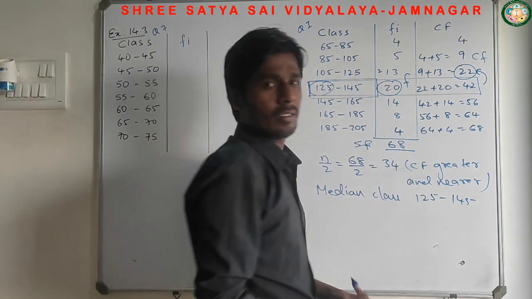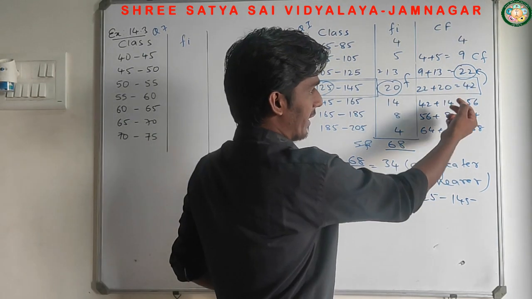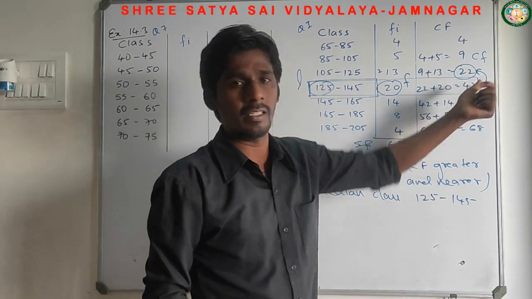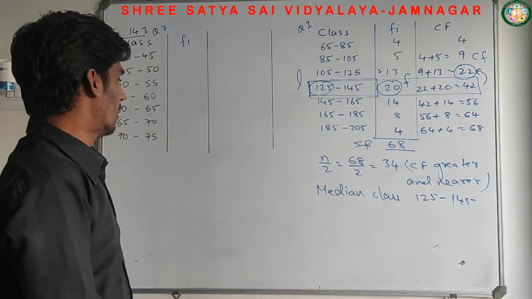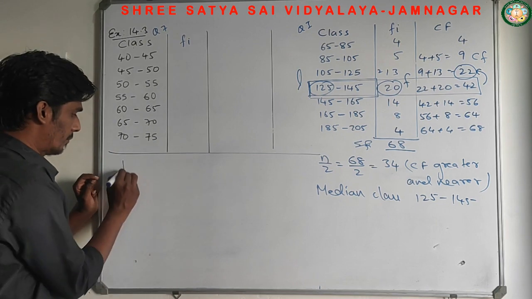This 22 is the CF. Students often make mistakes here also. Many times they use 42 instead of 22. Now I have almost all the values to replace in the formula of median. Let's start plugging in the formula here.